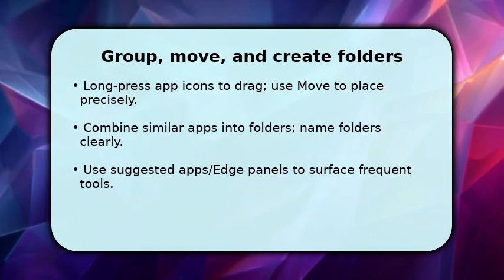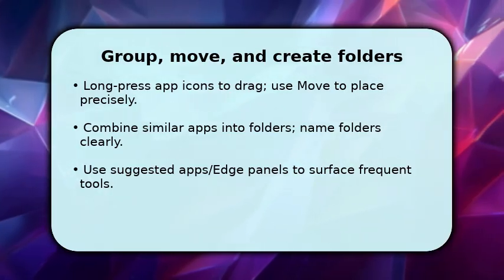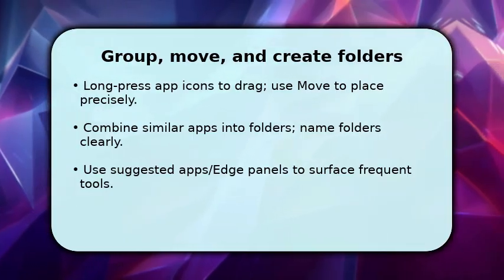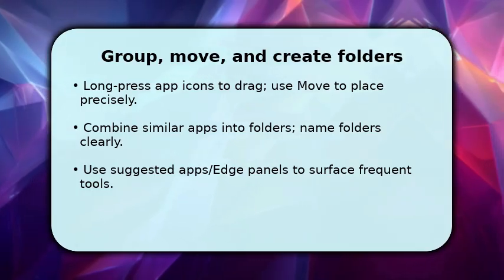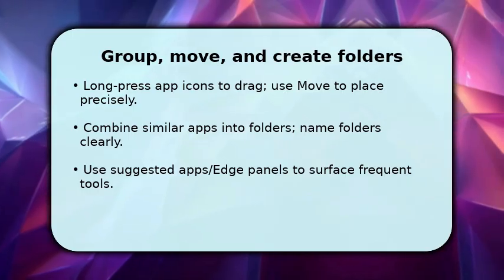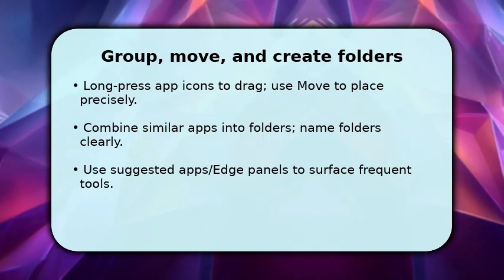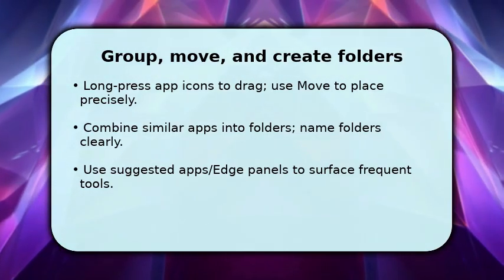You now organize at the icon level. Long press any app to pick it up and drag it between home screens or into the dock. When apps of the same type sit together, drop one onto another to create a folder and give it a short, clear name like banking or messaging. Once done, leverage Edge panels and Samsung's suggested apps to keep frequently used tools one swipe away. Make sure to adjust the home grid so folders and icons align neatly for visual balance.